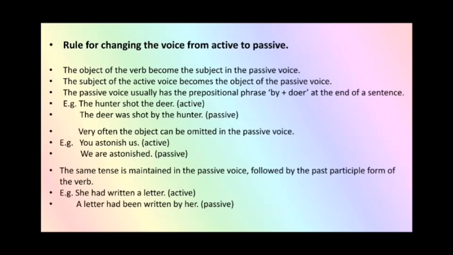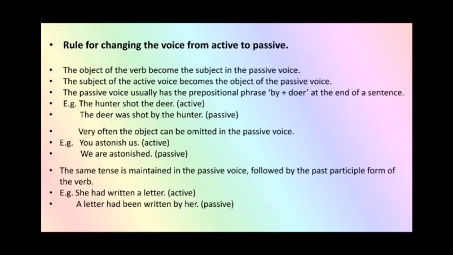Now let's see what the rules are for changing the voice from active to passive. First one, the object of the verb becomes the subject in the passive voice, and the subject of the active voice becomes the object of the passive voice. So it interchanges when we change the voice. The passive voice usually has a prepositional phrase like "by" plus the doer at the end of the sentence.